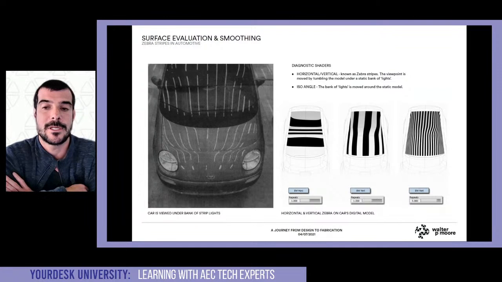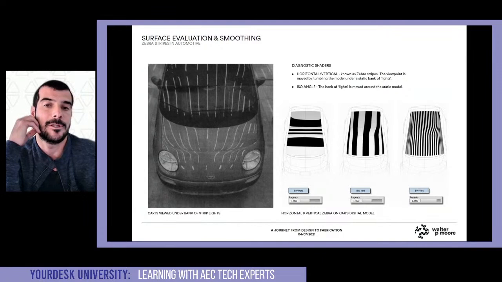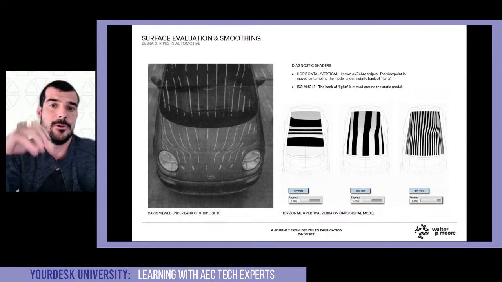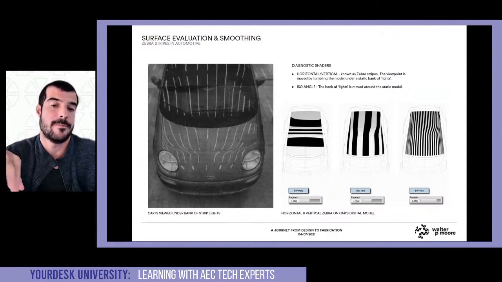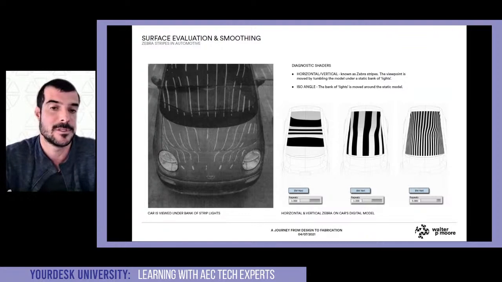The diagnostic shaders are basically two big groups. The first is the horizontal and vertical, which are also known as zebra stripes. You're shooting a surface with a bank of strip lights, and you can have those strips either vertically or horizontally. The second one is the isoangle, where you're moving that bank of strip lights along the surface.